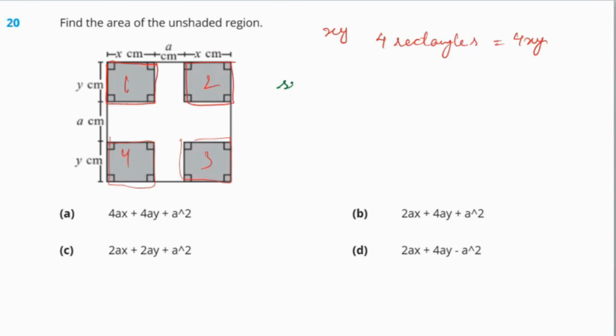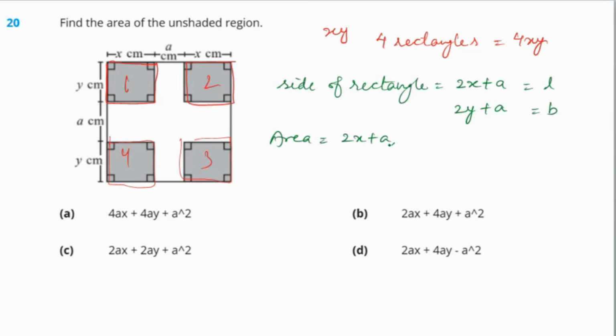First we need to figure out the sides of this rectangle. The side, if we solve, is 2x plus a, which we can take as the length, and the breadth we are going to take as 2y plus a. So if we figure out the area, we get 2x plus a times 2y plus a. When we solve it, we get 4xy plus 2ax plus 2ay plus a square. Okay, this we are getting.